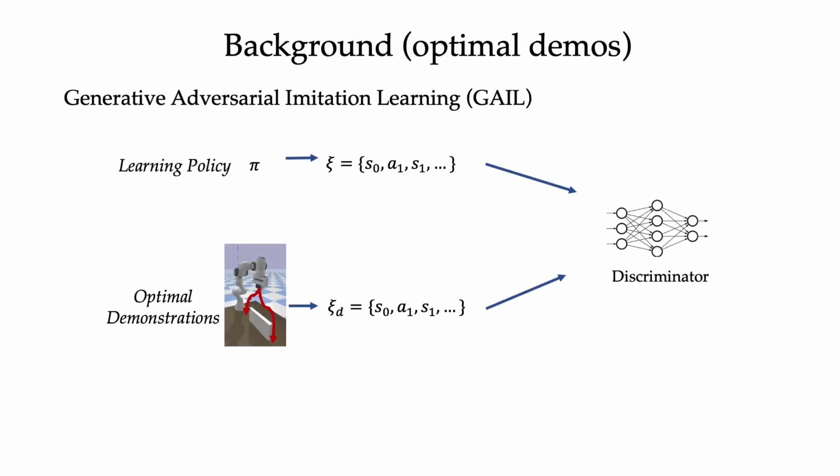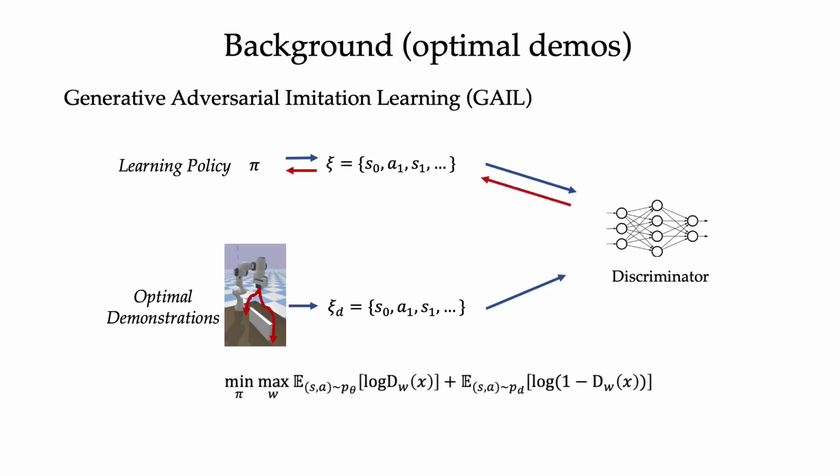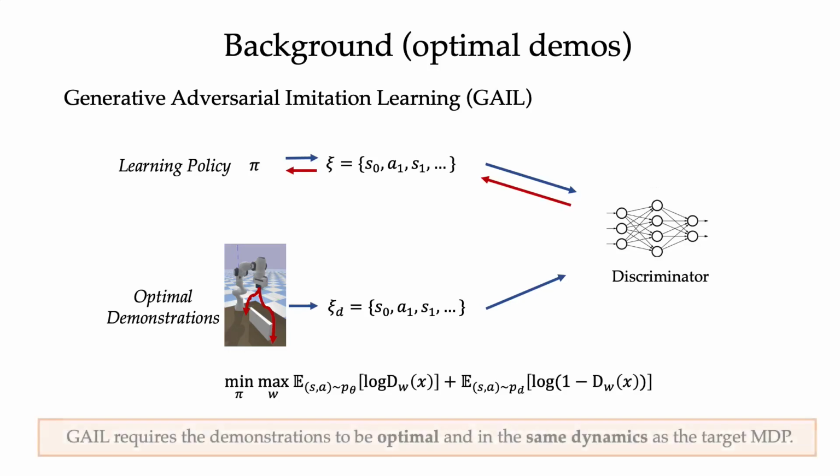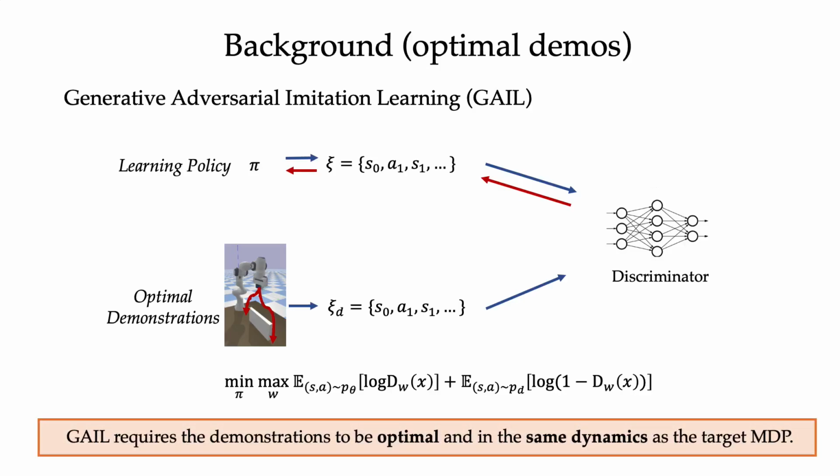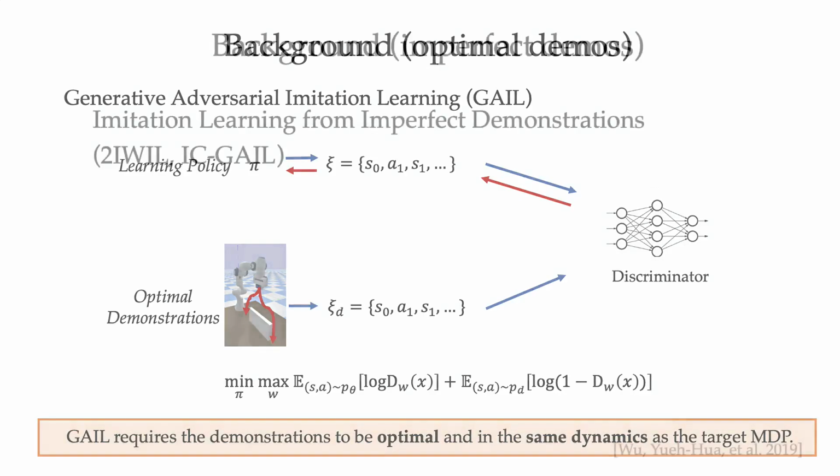One common way of learning from optimal demonstrations is generative adversarial imitation learning. It uses the trajectories of the optimal demonstrations and the learning policy as input to the discriminator, and updates the discriminator and the policy with a min-max game. But GAIL requires the demonstration to be optimal and in the same dynamics as the target MDP.